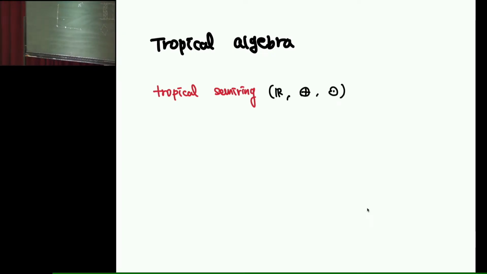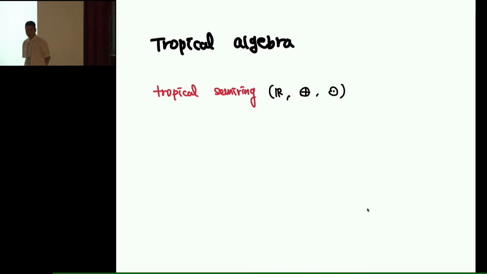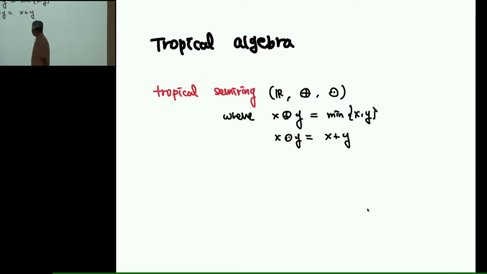We work on the real number field, and then we define tropical summation and tropical multiplication. The tropical summation of two numbers, x and y, is just taking the minimum. Of course, in Felipe's talk he used the maximum, but it depends on your preference. I use the minimum. And the tropical multiplication is just regular addition. So tropical sum is taking the minimum, and tropical multiplication is taking the regular summation.